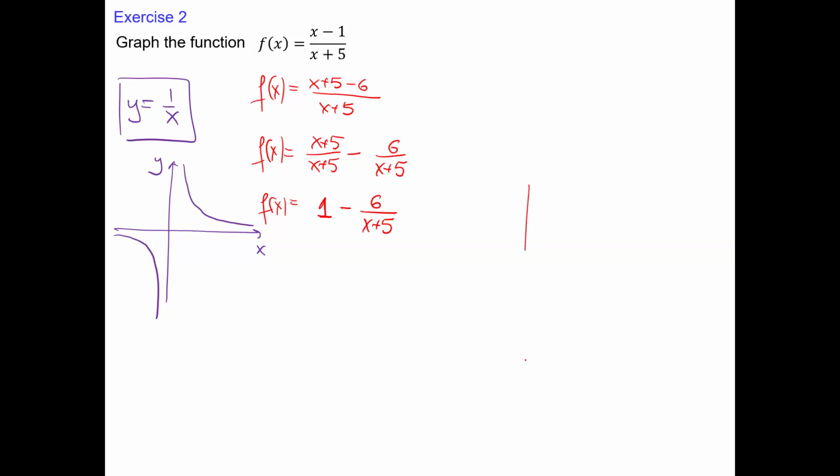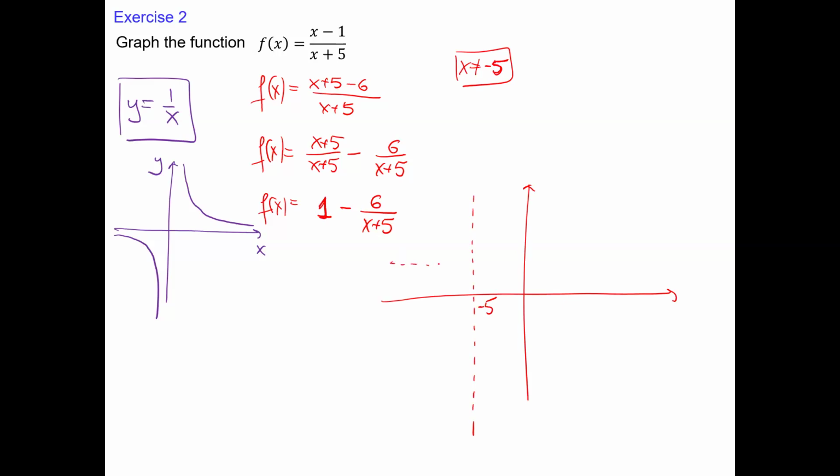Okay, let's see what we can do. X plus 5, and negative 5 is not in the domain, correct? In this situation it will be a vertical asymptote at negative 5. Now we're shifting the entire function 1 unit up.